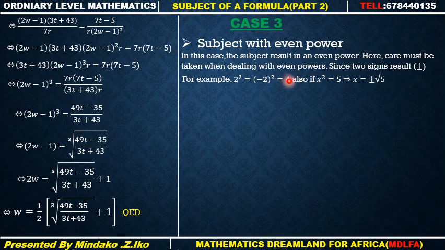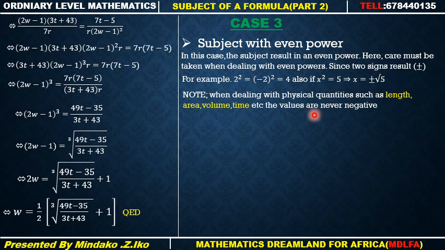And also, if x squared equals 5, it implies that x equals plus or minus root 5. This is different from when we are taking a cube or the odd root, because with the odd root we just have one real value. Okay, so that is it.